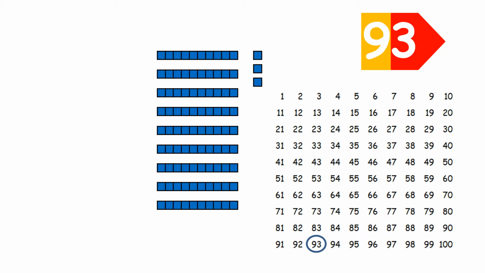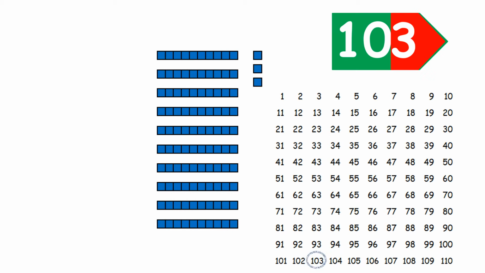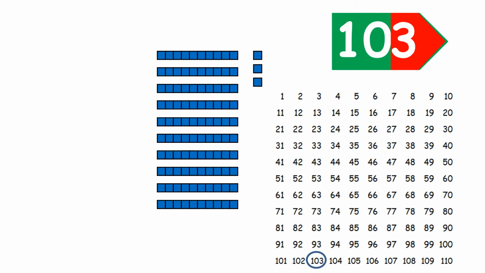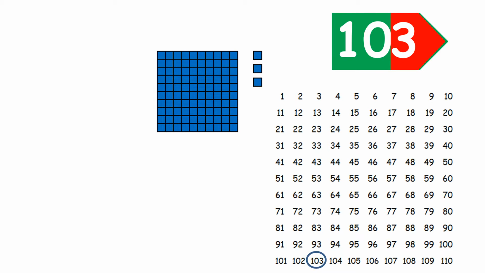and if we add a line to our 100 square so that we can go above 100, we then have 103. So we can push those 10s together so that we have 100, no 10s and 3 units, which is why we write the number 103.